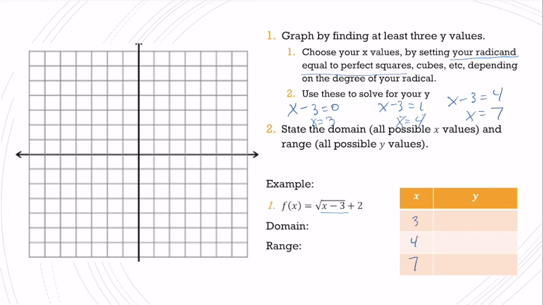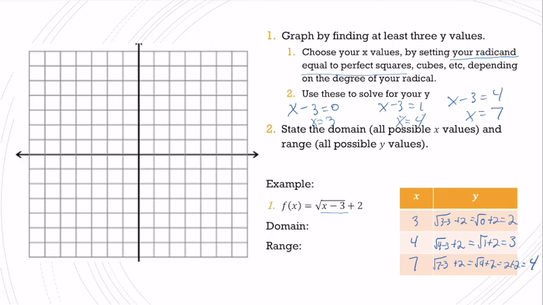I'm going to go ahead and solve these. If I take the square root of 3 minus 3 plus 2, that's the square root of 0 plus 2, so 2. If I take the square root of 4 minus 3 plus 2, that gives me the square root of 1 plus 2, which is 3. If I take the square root of 7 minus 3 plus 2, that gives me the square root of 4 plus 2, which is 2 plus 2, which is 4.